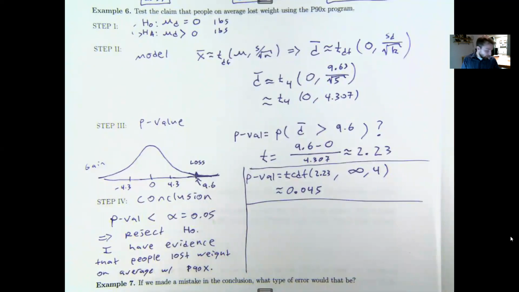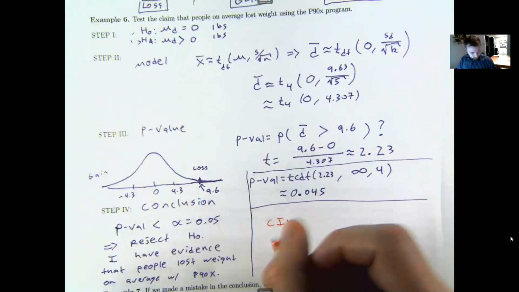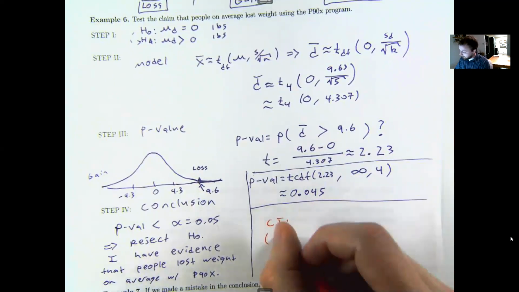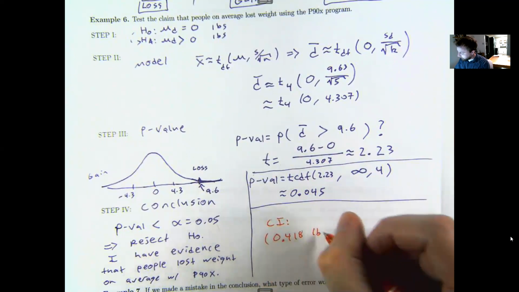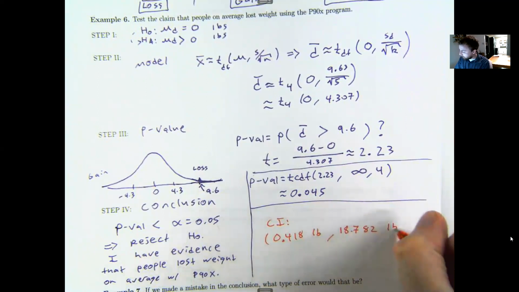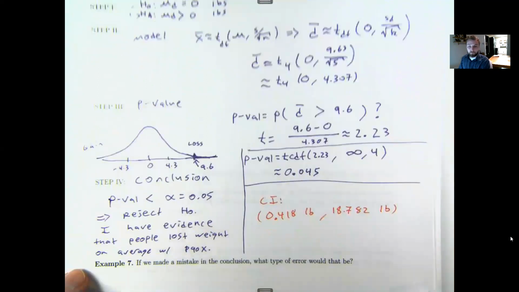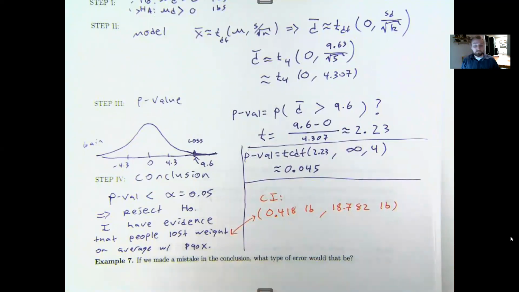If I want to know how much they lost on average, that's what my confidence interval tells me. So anywhere from 0.418 of a pound all the way up to 18.782 pounds. This was a confidence interval we had on the previous page, but my results are matching up. I have evidence that they have lost weight. The confidence interval tells me how much weight I think they've been losing on average.